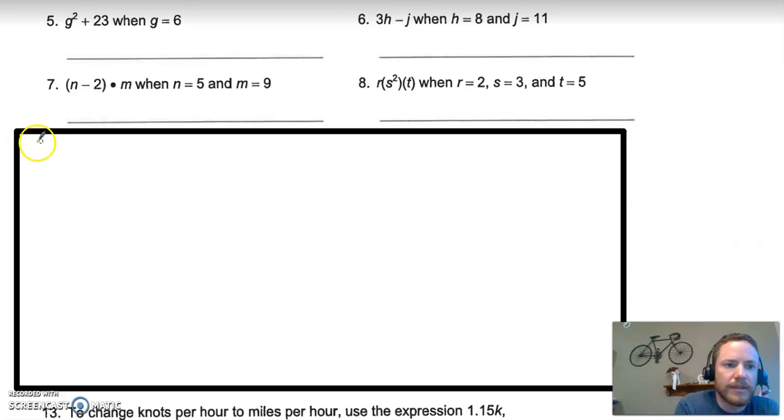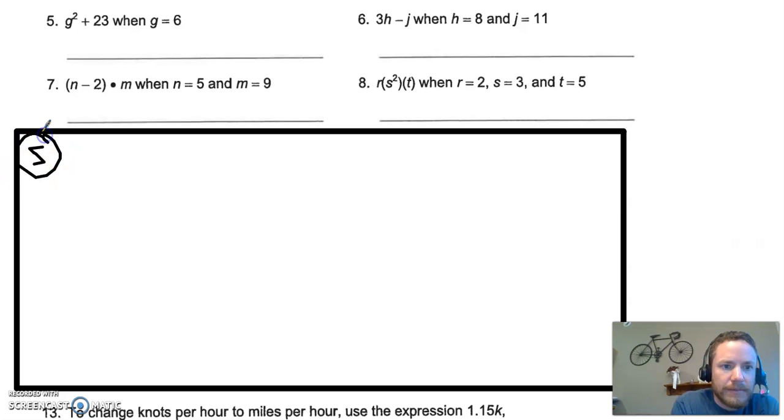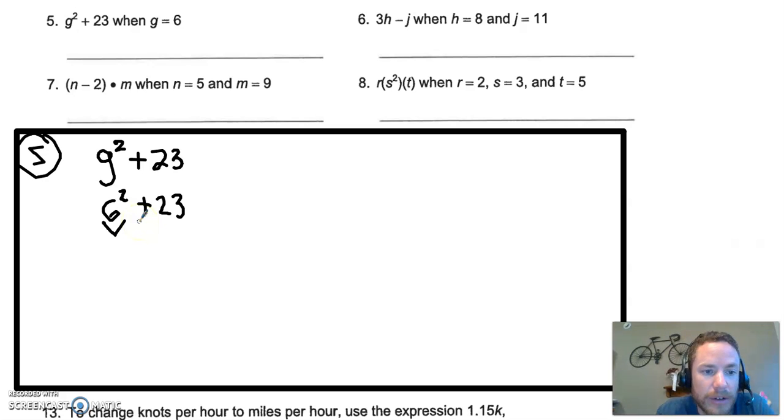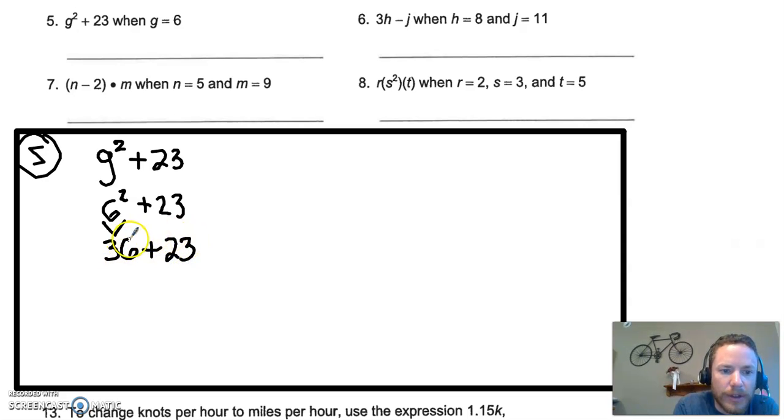Number 5 reads g squared plus 23 if or when g is 6. So I'm going to take the g out and replace it with 6 squared plus 23. You definitely do exponents before you add. And 6 squared means 6 times itself. That makes 36. And now I just simply need to add 23. 3 plus 6 is 9, and 2 plus 3 is 5. The answer is 59.